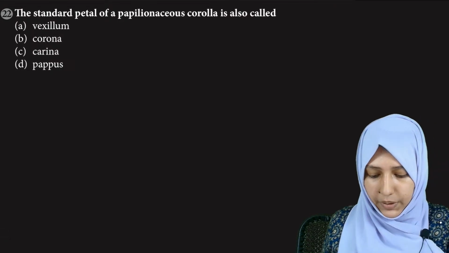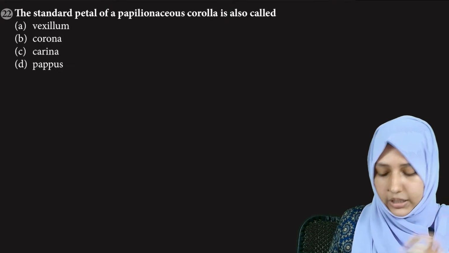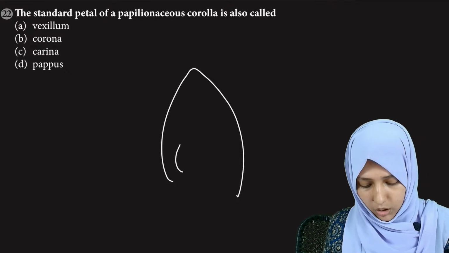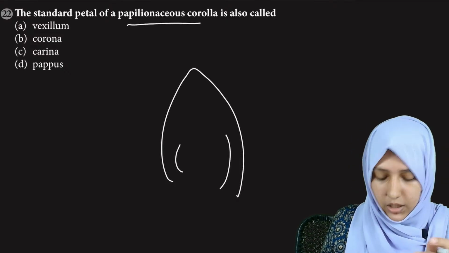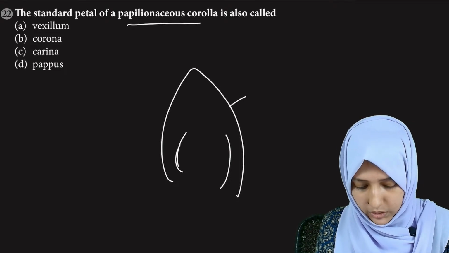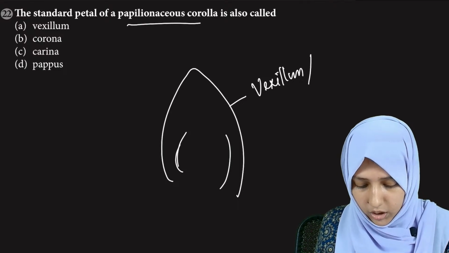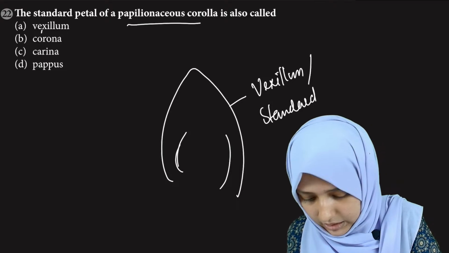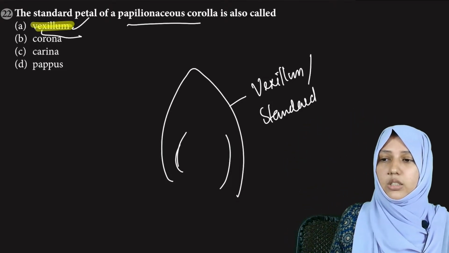Now the standard petal of a papilionaceous corolla, which means the outer petal. The outer petal of a papilionaceous corolla of Fabaceae is also known as vexillum, or standard. So vexillum is the right answer, and option A is the right answer.